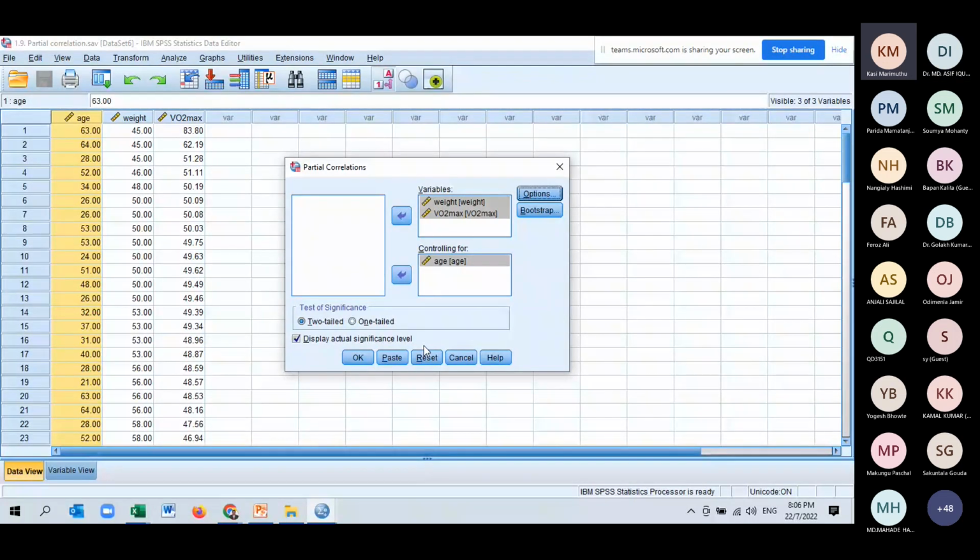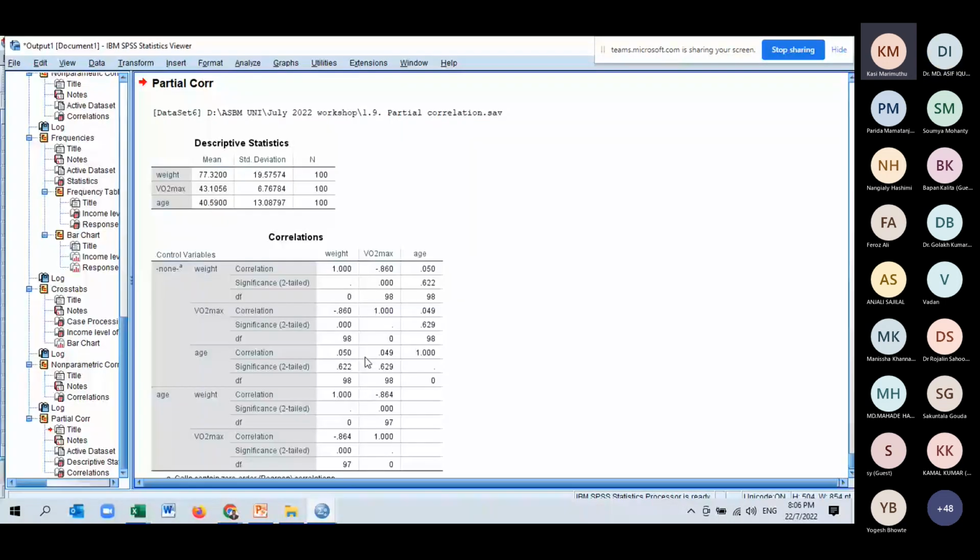That is the safe side, the two-tailed test. We do not know the relationship, so the hypothesis is not equal. When you state the null hypothesis that there is no relationship, then you go for two-tail. Okay, click OK. So we'll get the sample table.